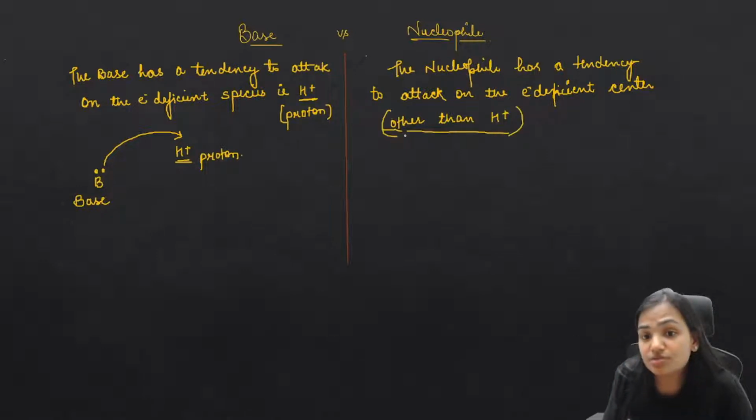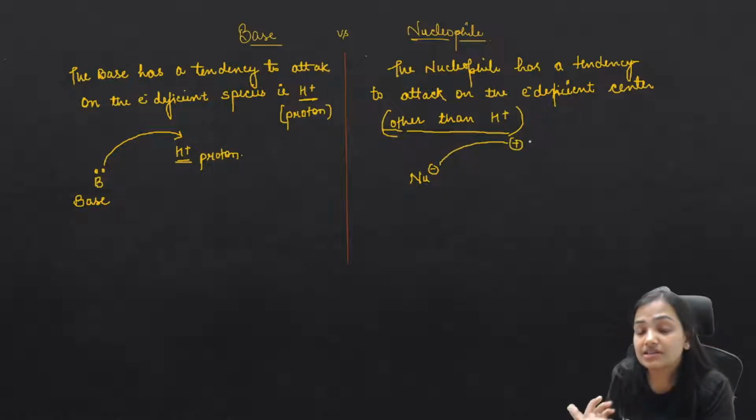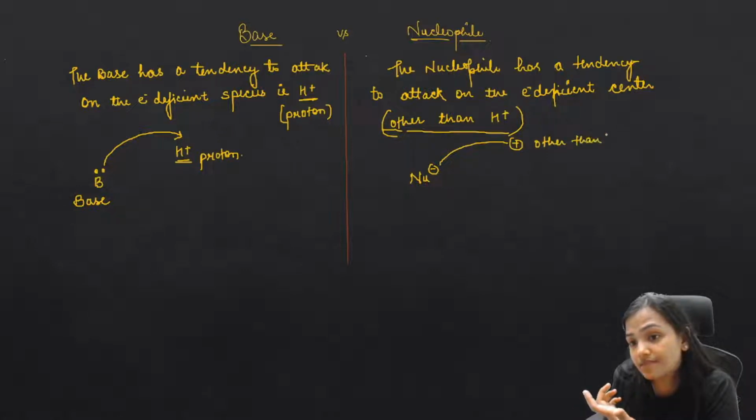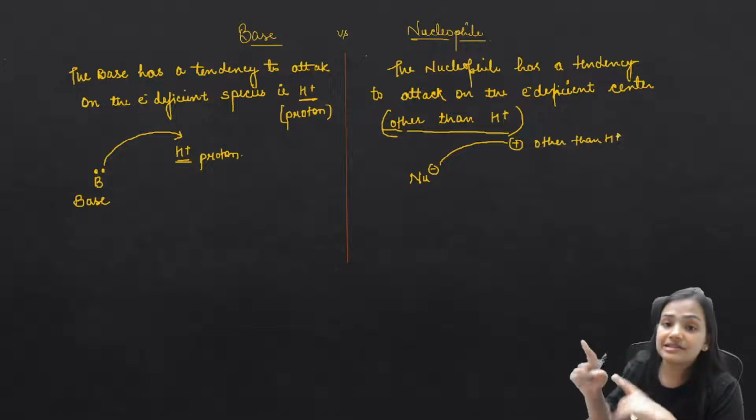So this is the most important part, that is, other than proton. If any species is attacking any electron deficient center, and this positive center is other than proton, other than H positive, then it is said to be a nucleophile.